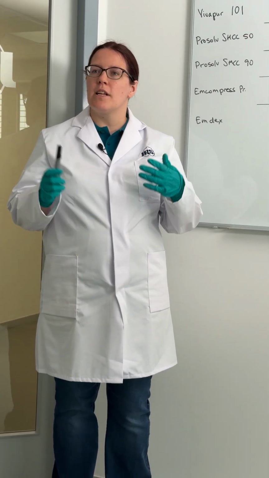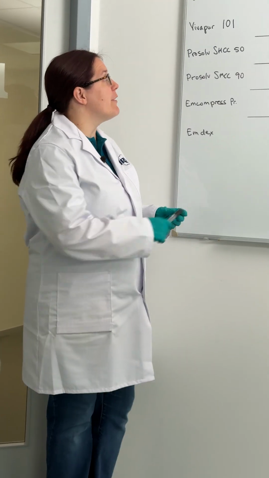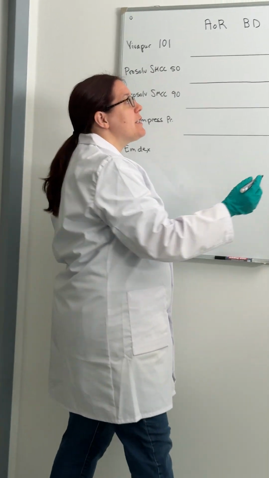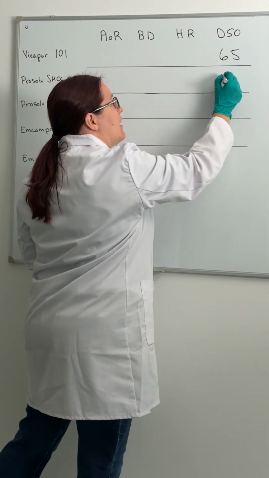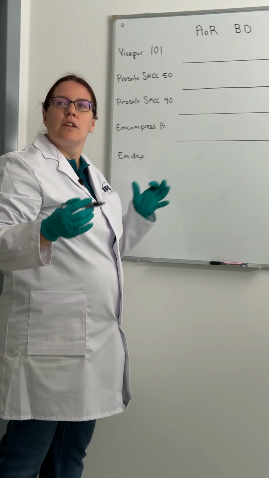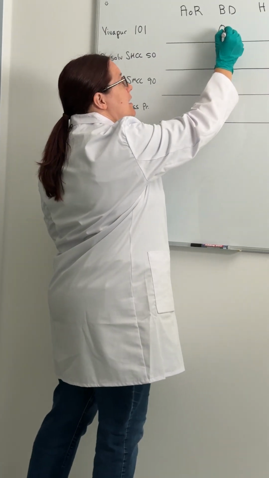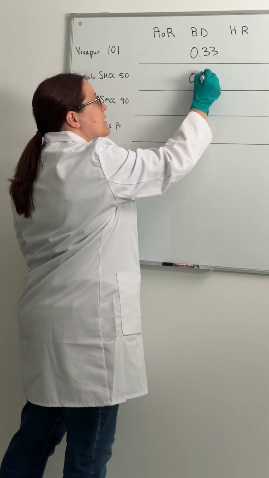Now that we've measured some of the physical properties of these materials, let's take a look at the impact they had on flowability. Let's start first with VivaPure 101 and ProSolve SMCC 50. Now, both of these materials have median particle size around 65 microns. We also measured their bulk density, and they were pretty similar.